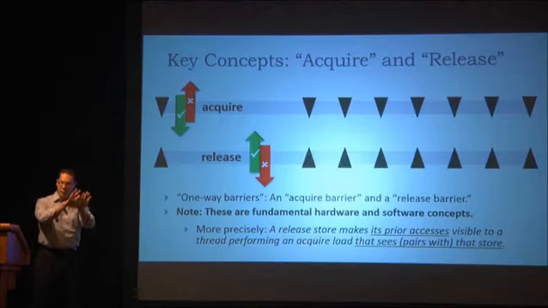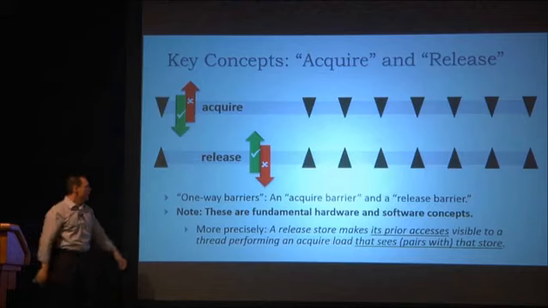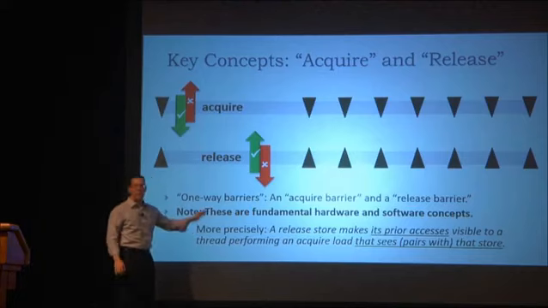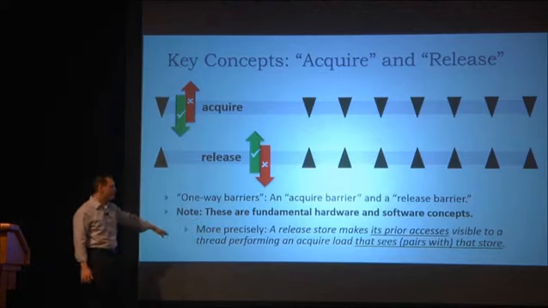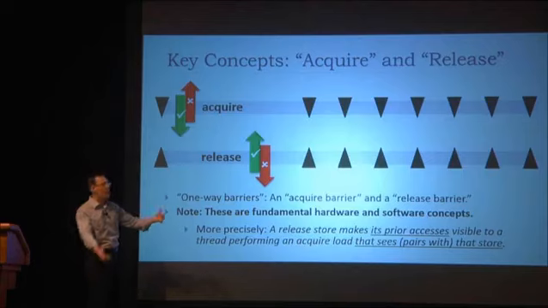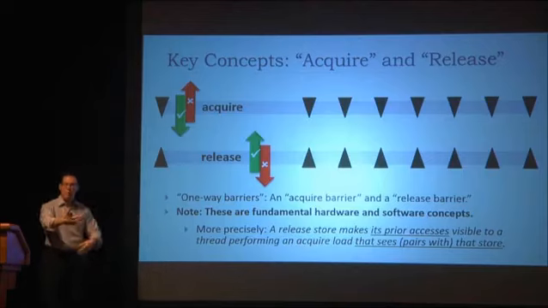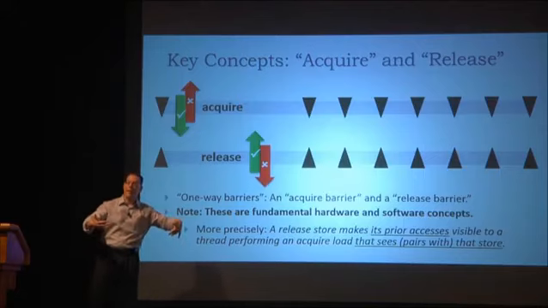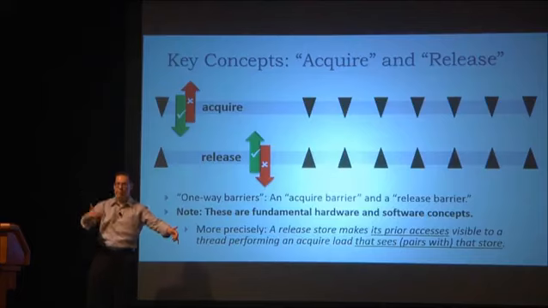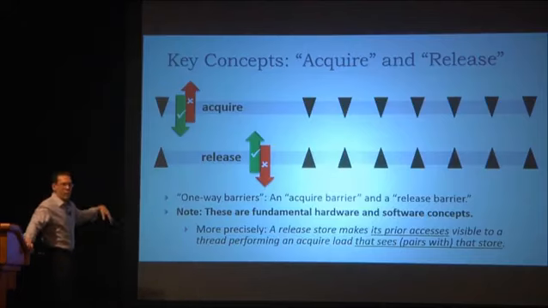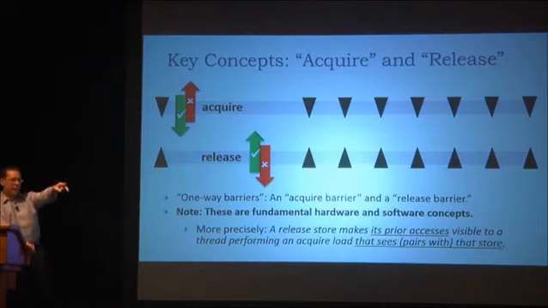And we're going to see how this plays nice all the way down to the hardware. So more precisely, a release store makes all its prior accesses visible to a thread performing an acquire load that pairs with that store. I release a mutex on one thread, another thread acquires that mutex. It's guaranteed, if it happens after, to see everything that thread did, and so on. Any questions about that so far?